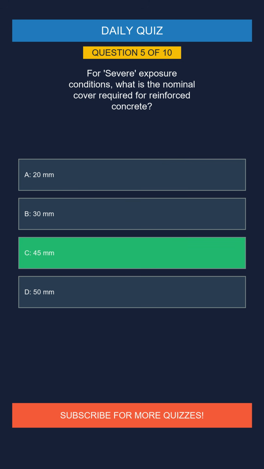Time is up. The correct answer is option C, 45 mm.